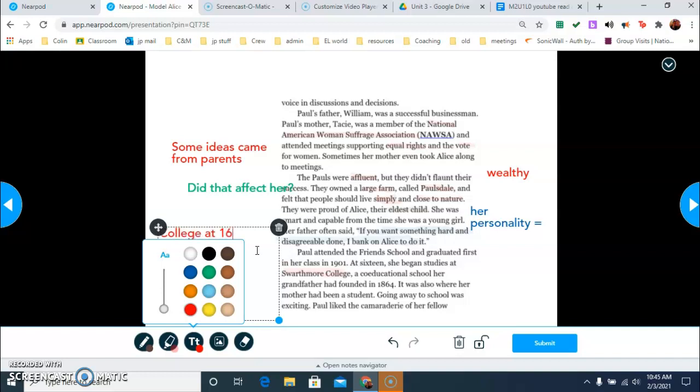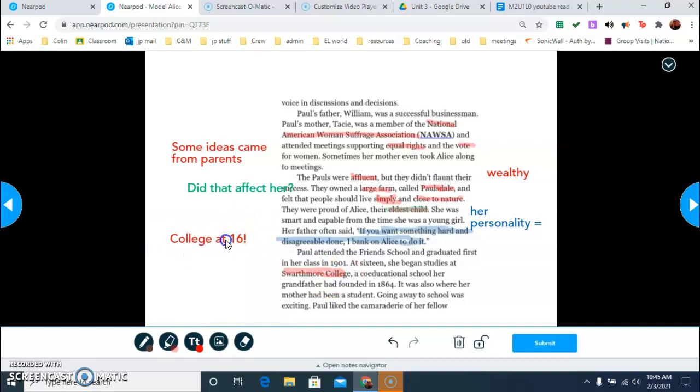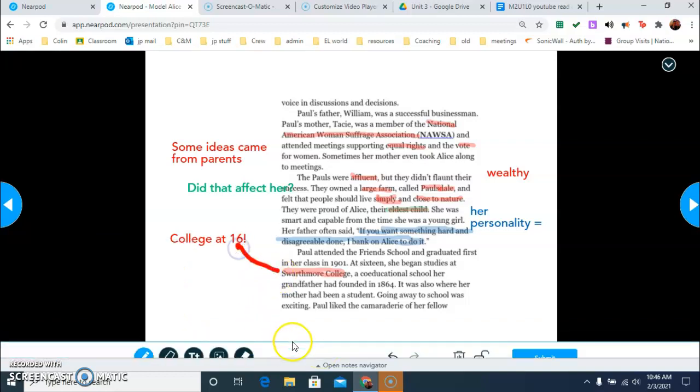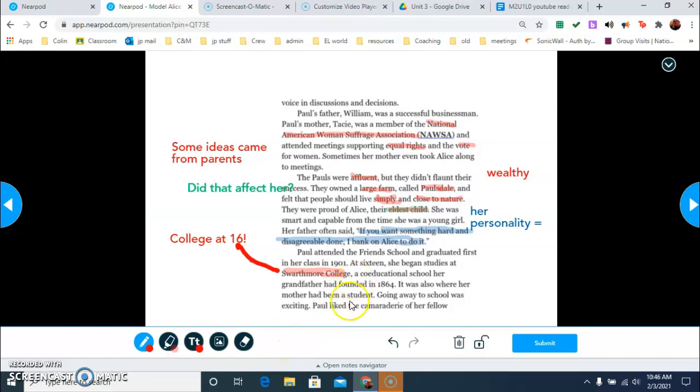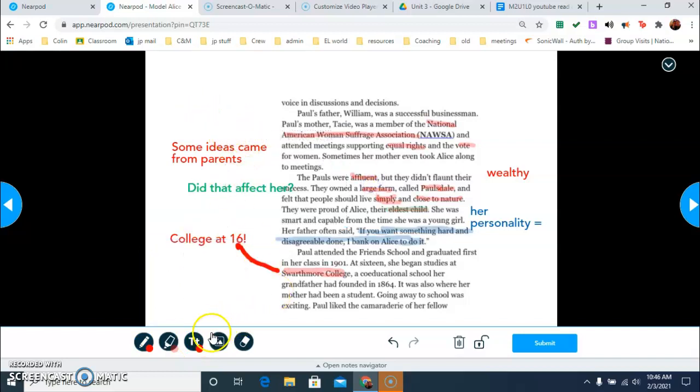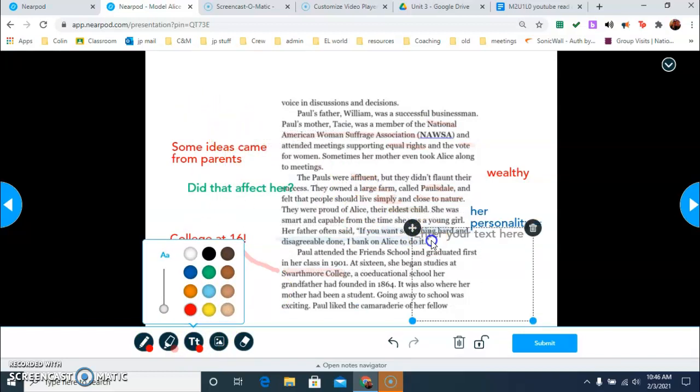My grandfather, which was not nearly as long ago, was really proud to have gotten through the 8th grade. So she is going to college at 16. That is quite a feat. A co-educational, meaning boys and girls, college her grandfather had founded in 1864. So again, we're seeing that this is a pretty privileged and wealthy, well-to-do, well-established, well-connected family.